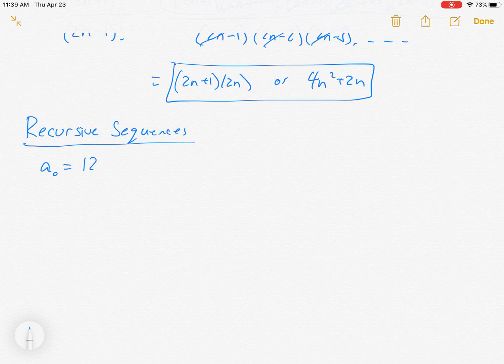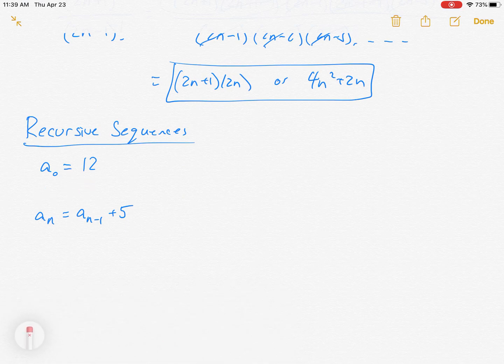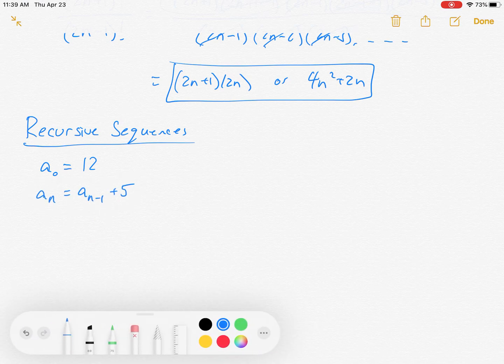Let me show you how you can do that. A recursive sequence is going to give you information about a couple of terms. Like say the 0 term is 12, the first term is 17, and each subsequent term is that. I probably didn't even need to mention this. Let's just get rid of this. So let's say, see if I can move that up.